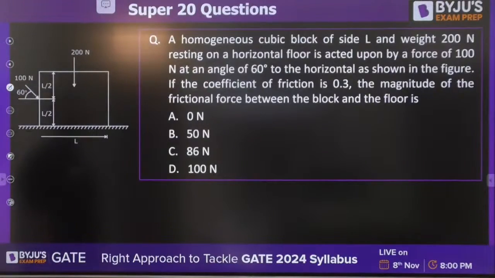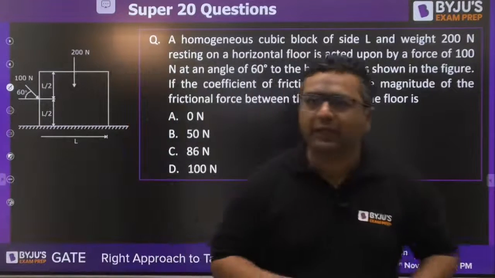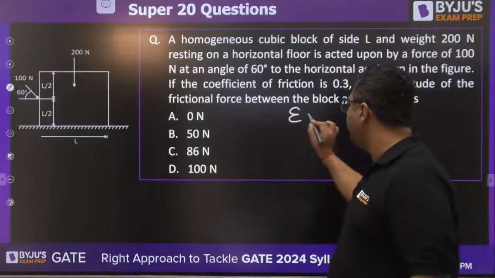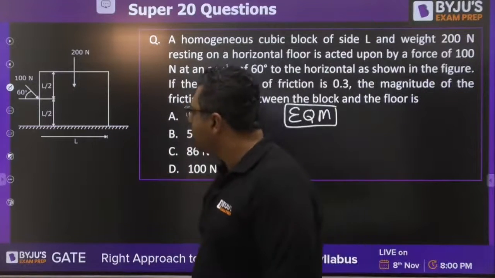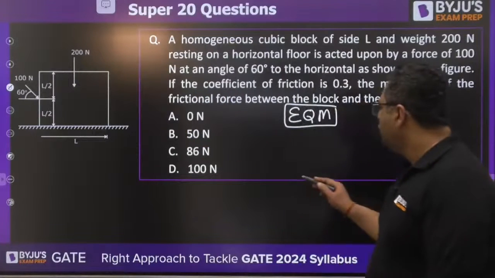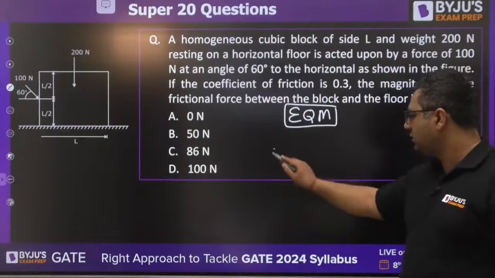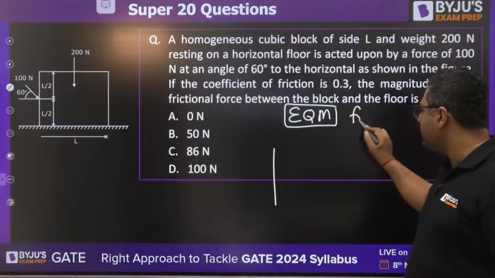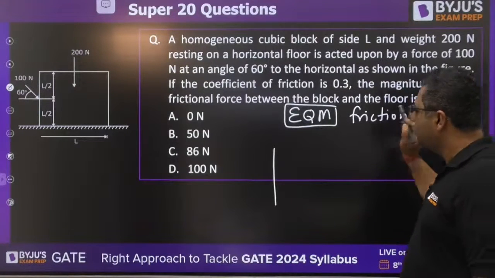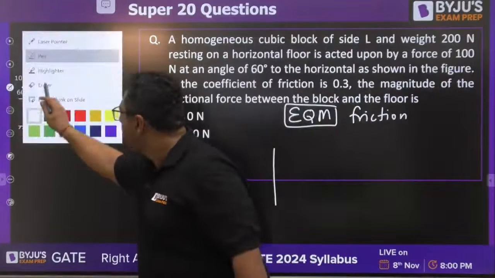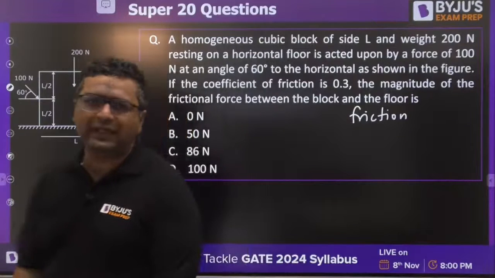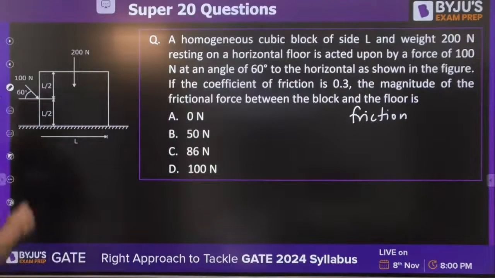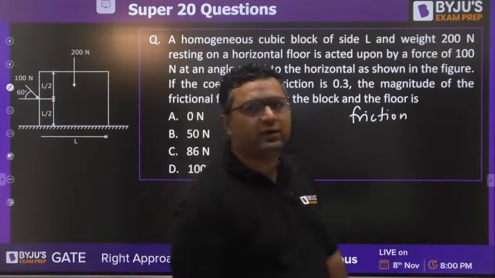Moving to the next question, guys. This is once again from equilibrium. We have covered nearly all the topics. You can see this block is given and you need to find out the frictional force. Sorry, this is not from equilibrium, this is from friction. So now this question is from friction. Just solve it. Try to solve it using FBD and you will be able to answer it. 0, 50, 86 or 100, what would be the answer?